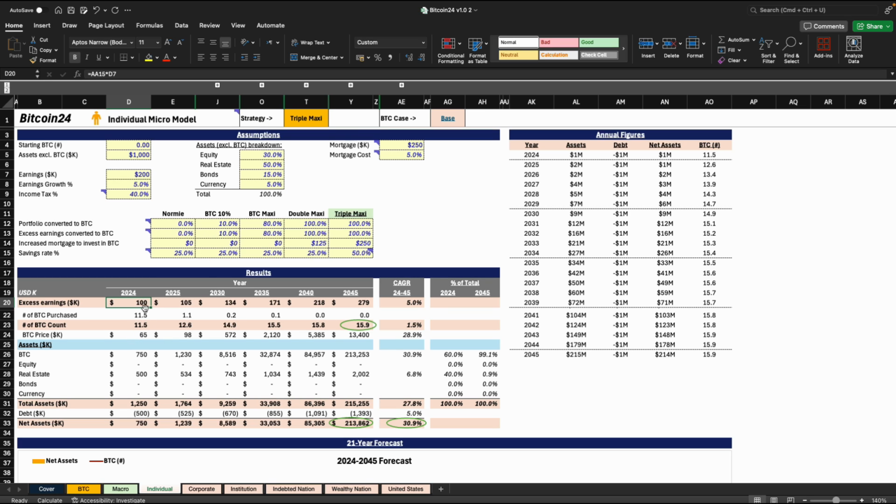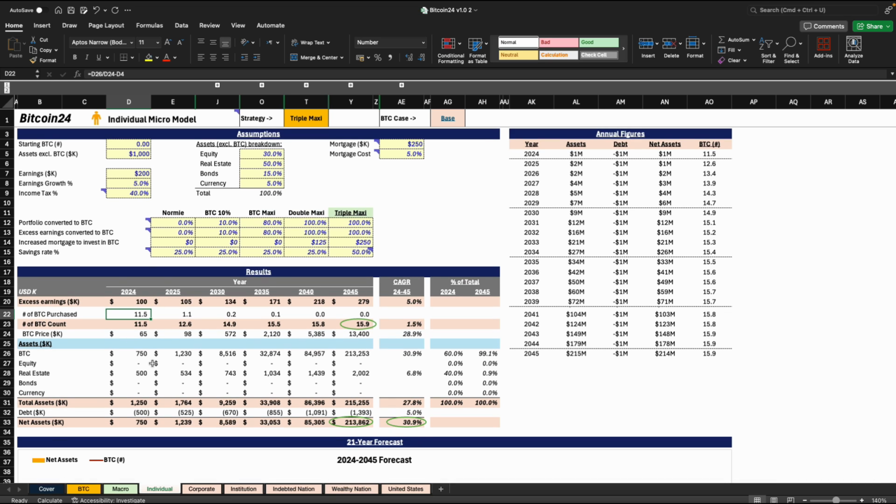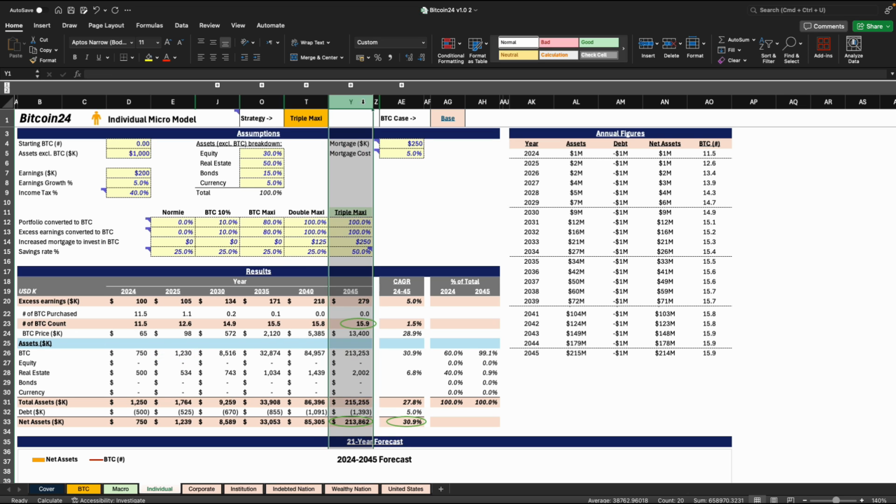So how does this happen? He has an excess earning of $100,000 per year, and he allocated all of that into Bitcoin, which is 11.5 coins, at the price of $65,000. And now he has $750,000 in Bitcoin. If he's going to use 100% of his excess earning to buy Bitcoin, by the year 2025, he will have $1,230,000 in Bitcoin. And by the year 2045, based on the base case, he will have $213 million in Bitcoin. So this is the case for a regular individual who is a triple maxi.